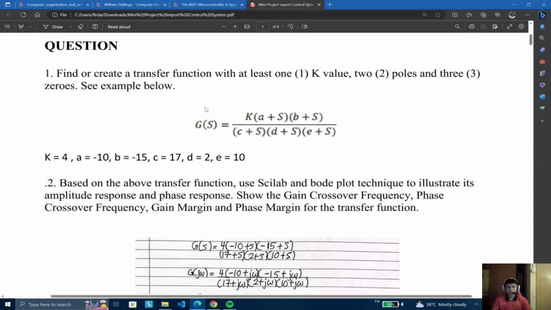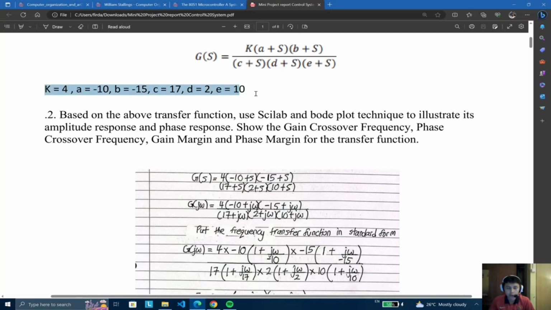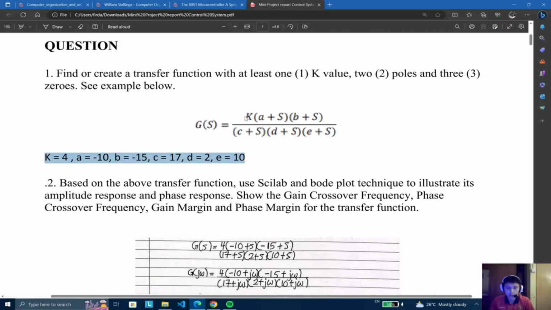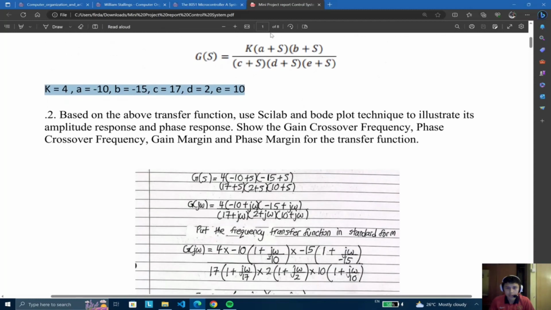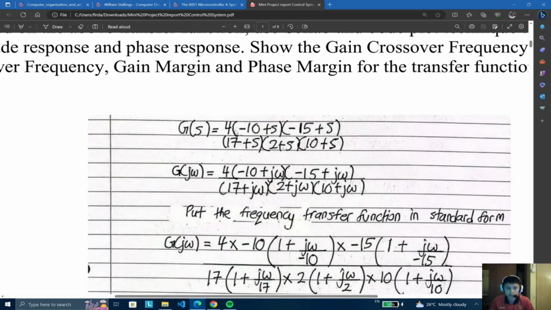So we are given this question. For my part, I assume k is equal to 4, a is equal to -10, b is equal to -15, c is equal to 17, d is equal to 2, and e is equal to 10. All of this we put into this question, and I got this as the result.